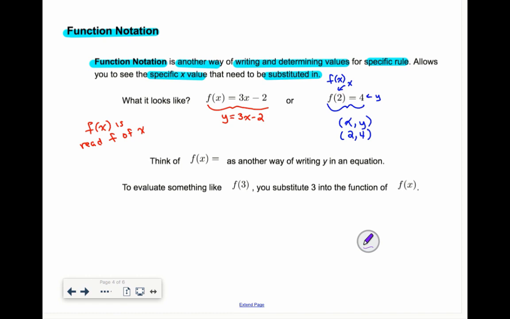The whole f of x. But the actual value of x is x. To evaluate something like f of 3, remember this here is your x. So you put 3 into the function f of x for x. You're going to see me demonstrate this here shortly. So let's just look at some examples of function notation.